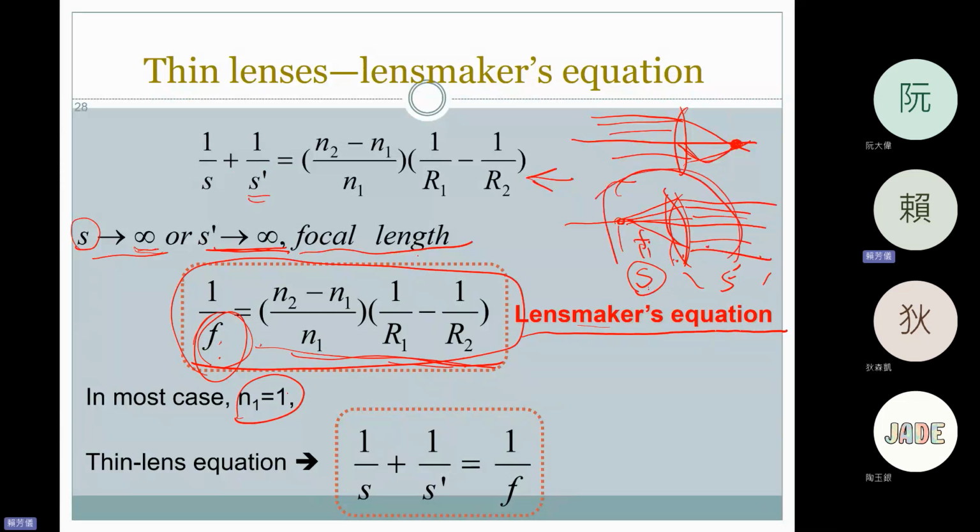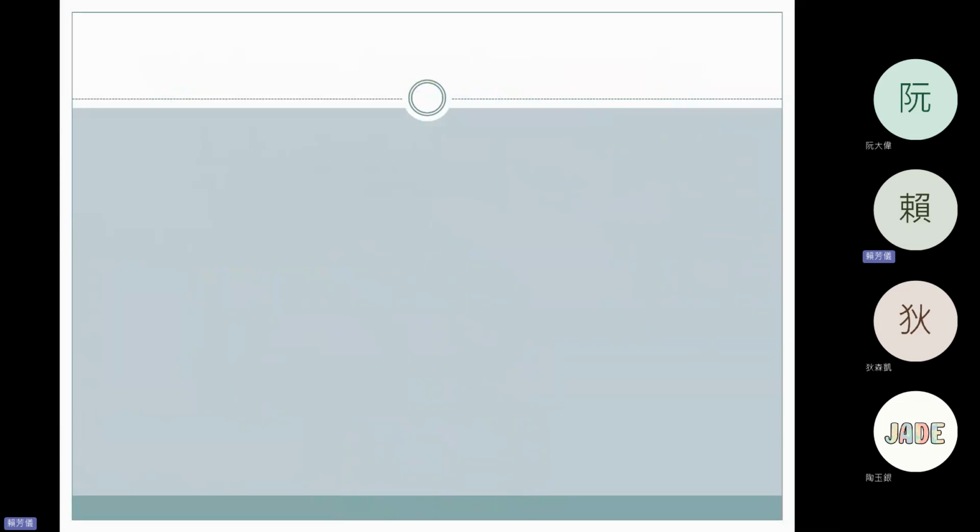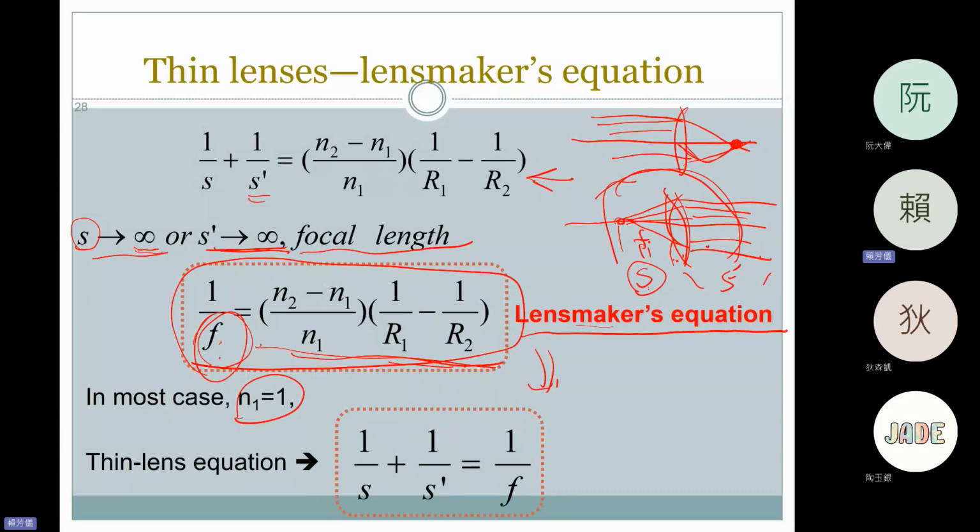In most cases, the outside refractive index N1 will be equal to 1, because we put the lens in the air. So the equation can easily be written as 1 divided by S plus 1 divided by S prime equals 1 divided by F. We call this the thin lens equation, and all of the signs are the same as the former one we mentioned.